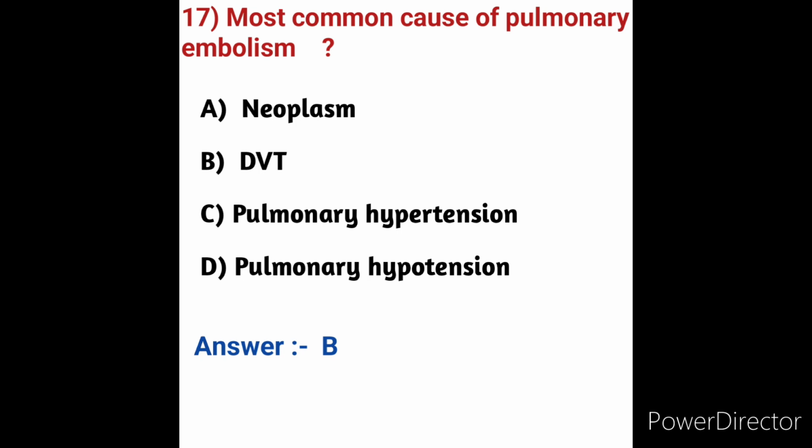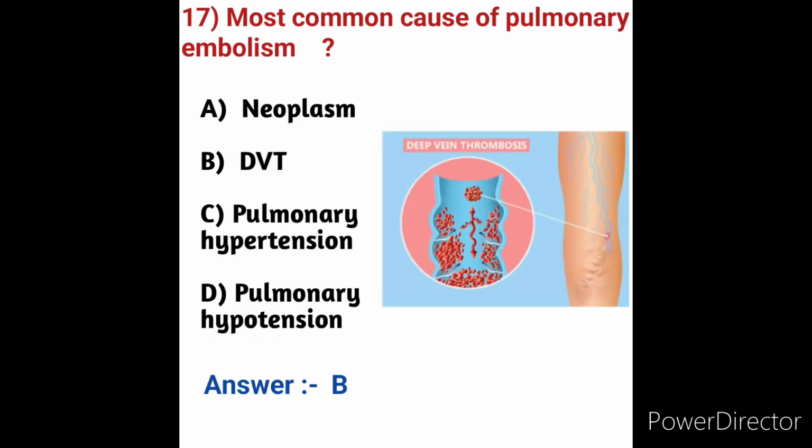Pulmonary embolism occurs when a clump of material, most often a blood clot, gets stuck in an artery in the lungs or heart, blocking the flow of blood. These blood clots most commonly come from the deep veins of our legs, a condition called DVT. Option B is the correct answer here. The most common cause of pulmonary embolism is DVT, deep vein thrombosis.